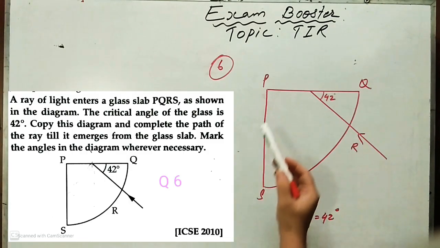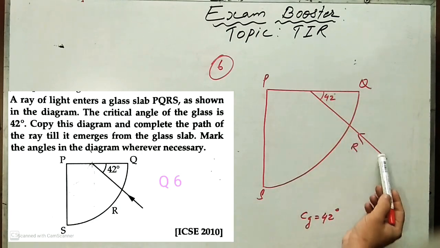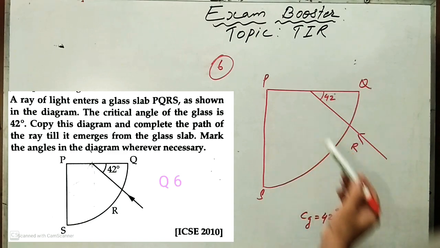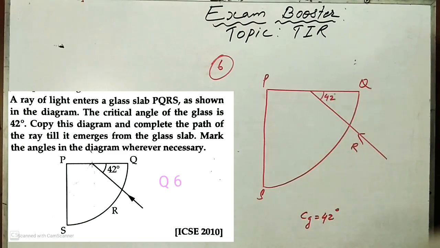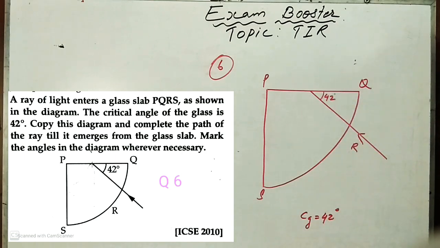Question number 6. A ray of light enters a glass slab PQRS, as you can see on the board, and the critical angle for the glass-air surface is 42 degrees. It is given here. Copy this diagram and complete the path of the ray till it emerges from the glass slab. Mark the angles in the diagram wherever necessary.